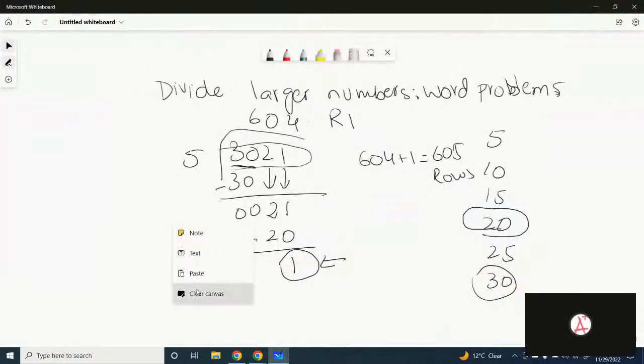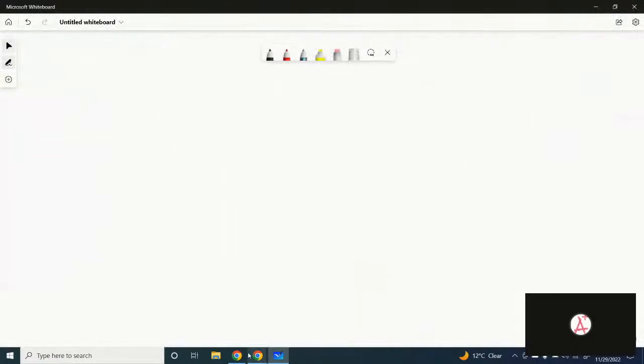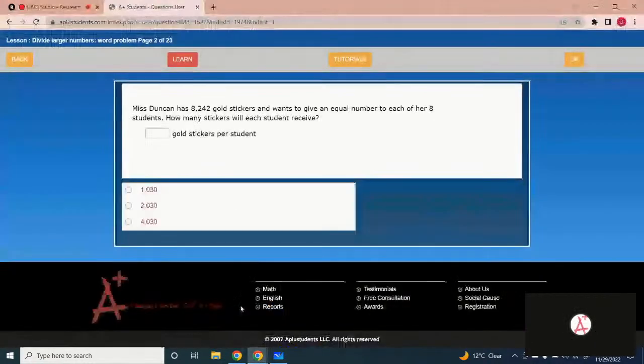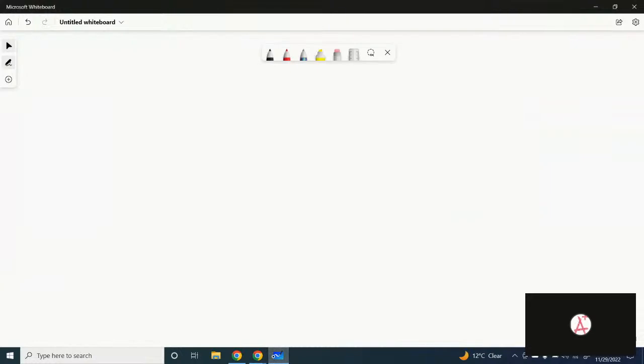Okay, let me read the next one. Okay, the next one is Miss Duncan has 8042 gold stickers and wants to give an equal number to each of her 8 students. How many stickers will each student receive? So she has to divide 8042 stickers among 8 students. Got it? So just divide it by 8. 8042 divided by 8. Okay, we can divide 8 by 8 because 8 times 1 is 8.